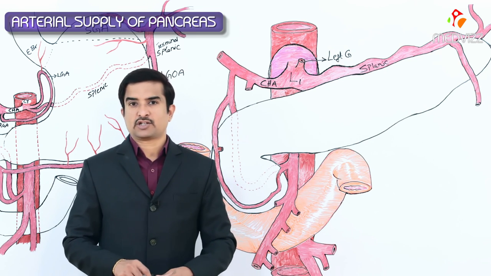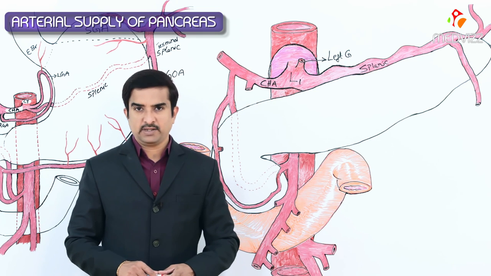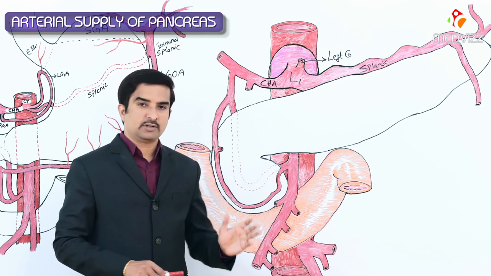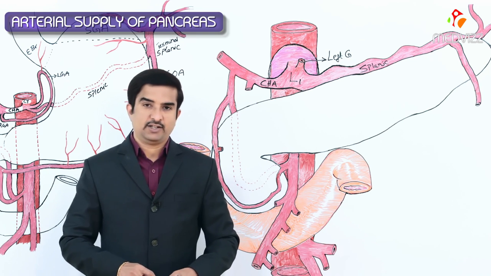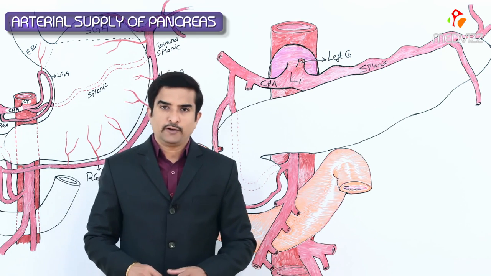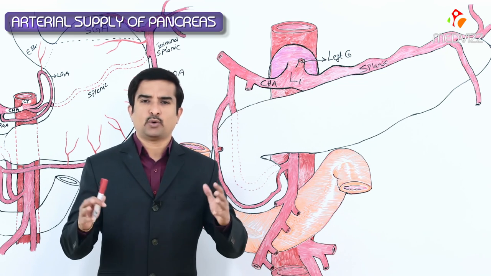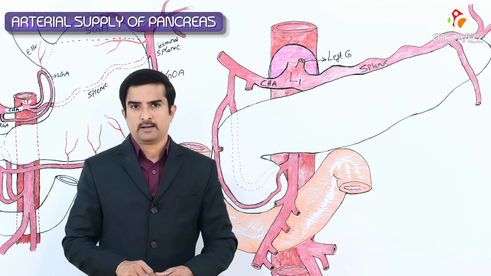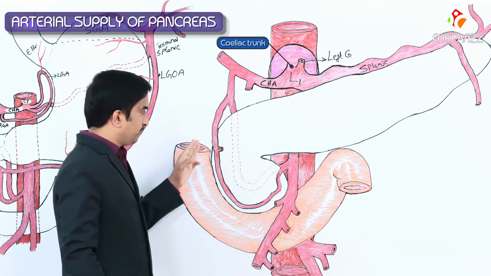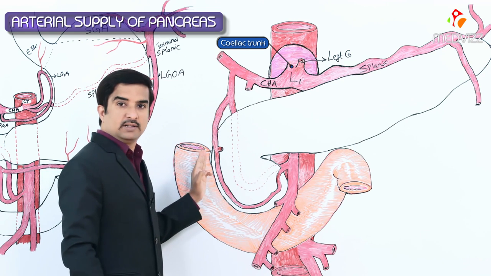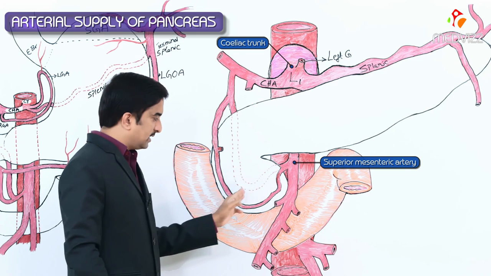But for this topic, I stick to the 41st edition of Gray's Anatomy, and the entire lecture goes along with the wordings of Gray's Anatomy 41st edition. The pancreas has a very rich arterial supply by the branches from the celiac trunk as well as from the branches of the superior mesenteric artery.